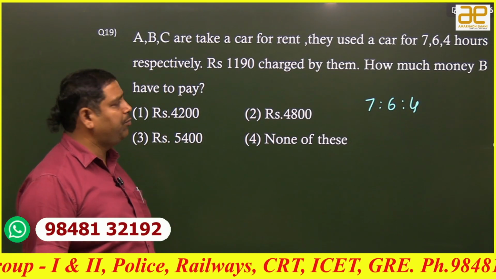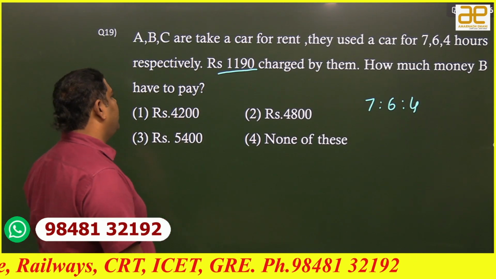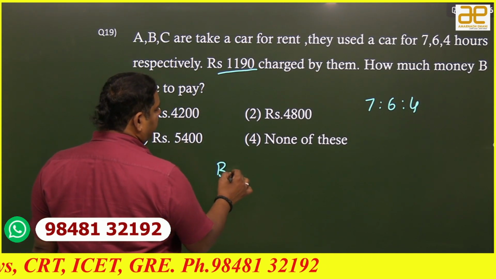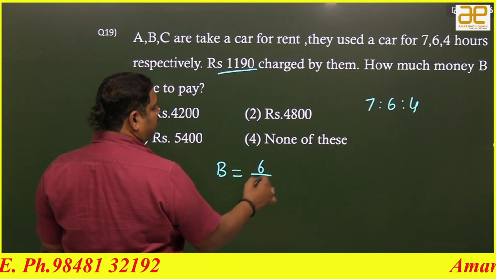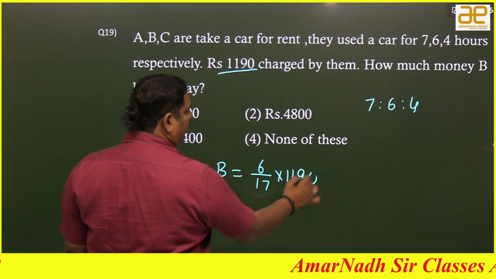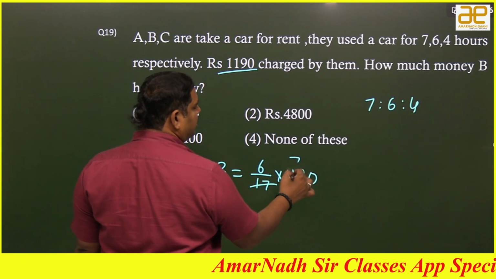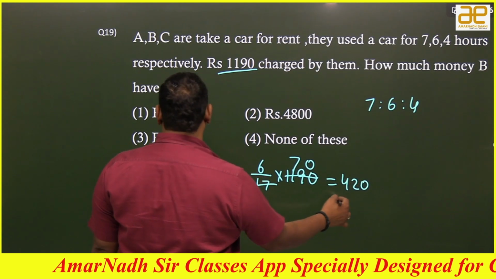7 is to 6 is to 4. Total rent is 1190. In that he is asking about the share of B. B means 6 parts out of 7 plus 6 plus 4 is 17, into 1190. 17 ones, 7s and having 0. 70 into 6 is how much? 420. So, what is the answer?